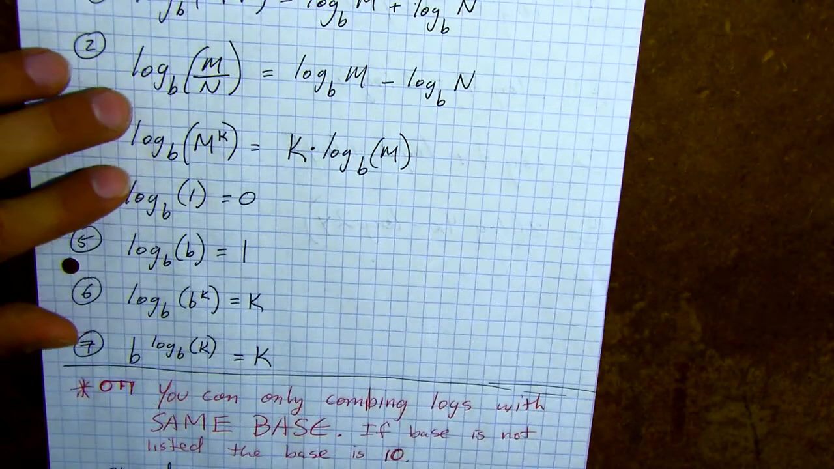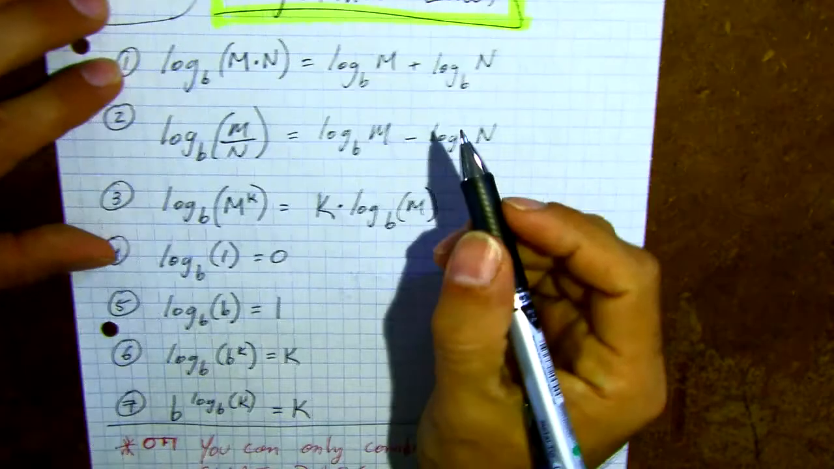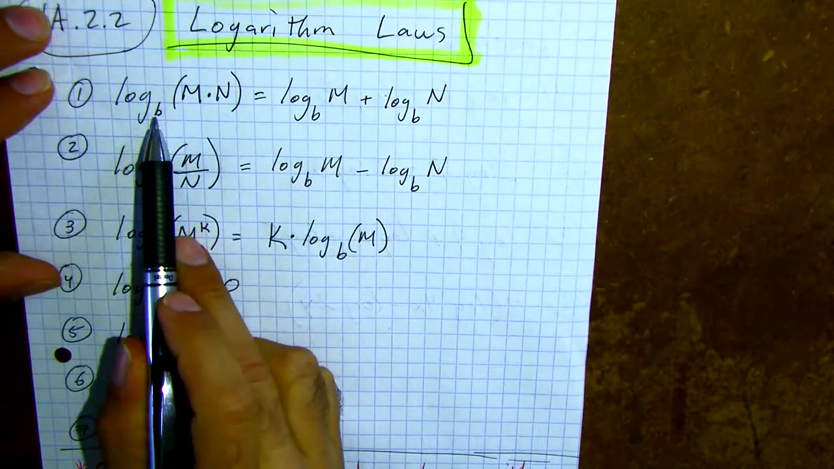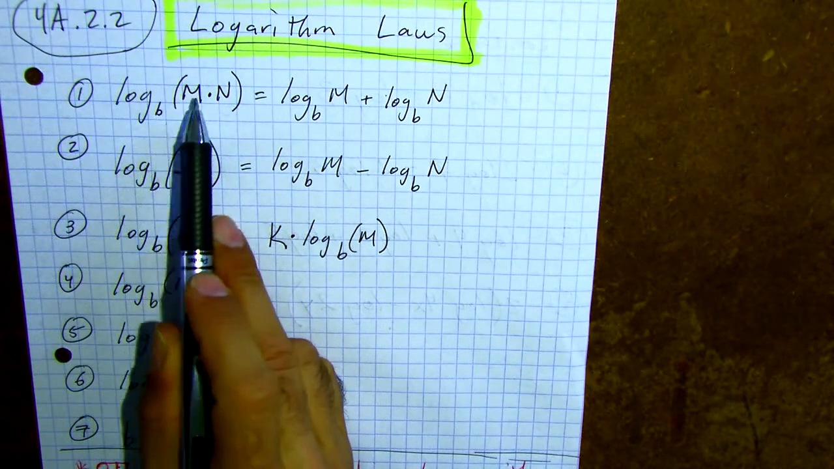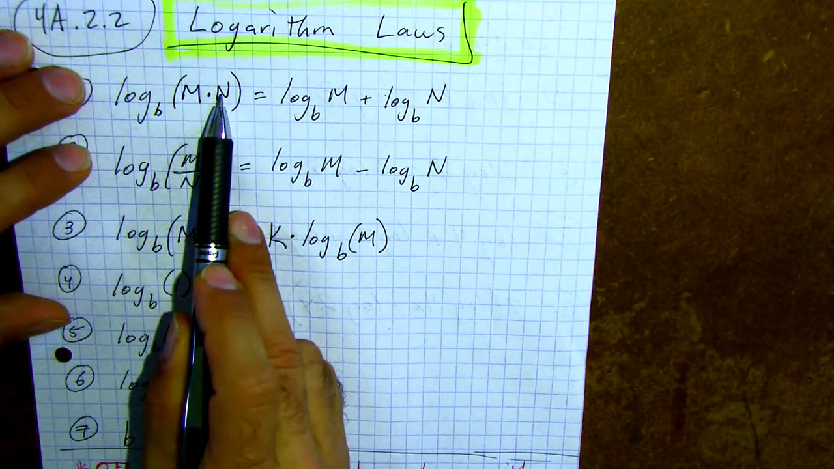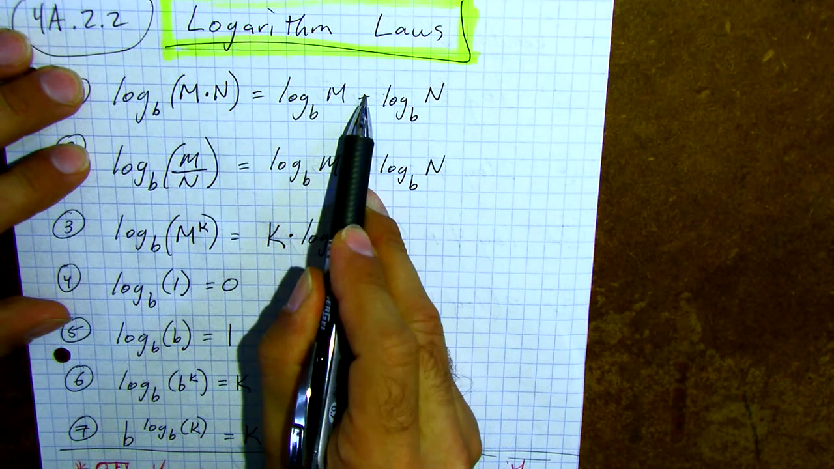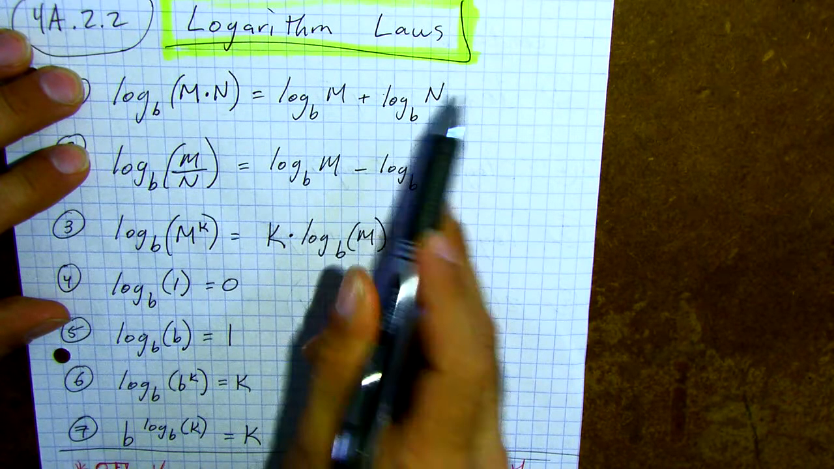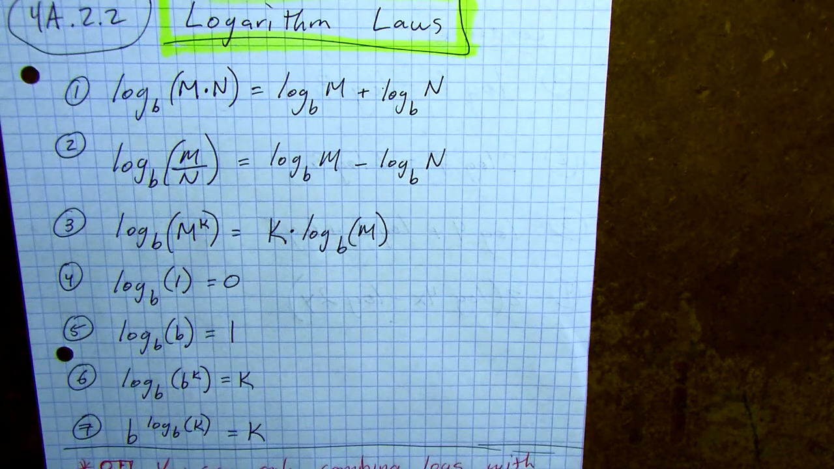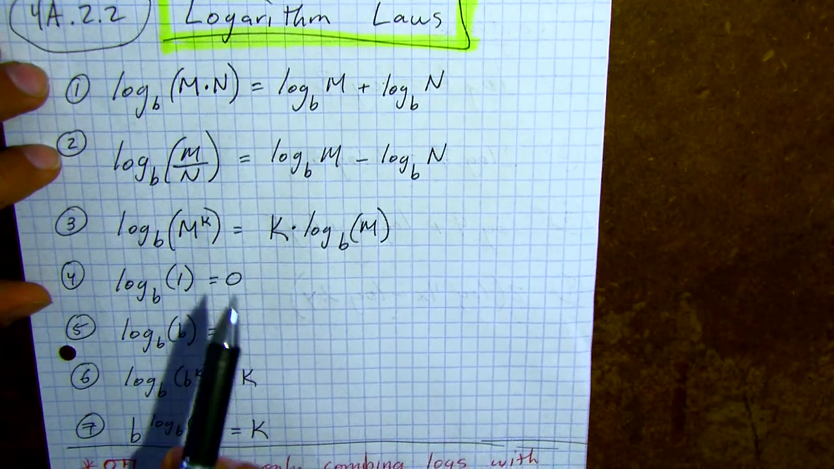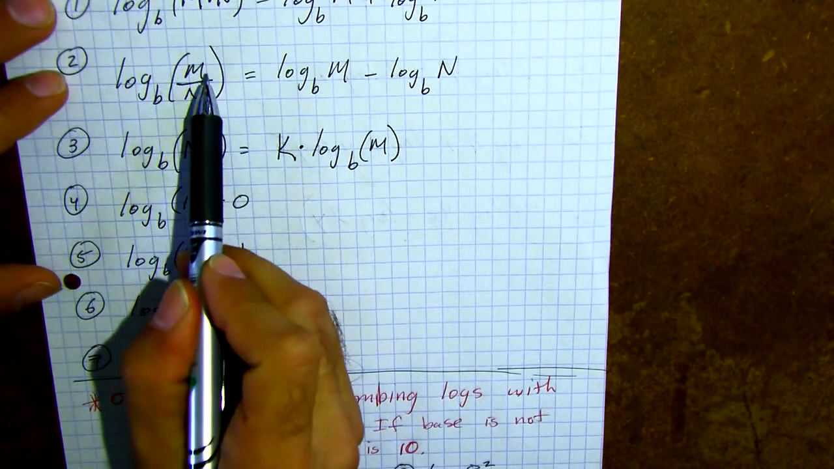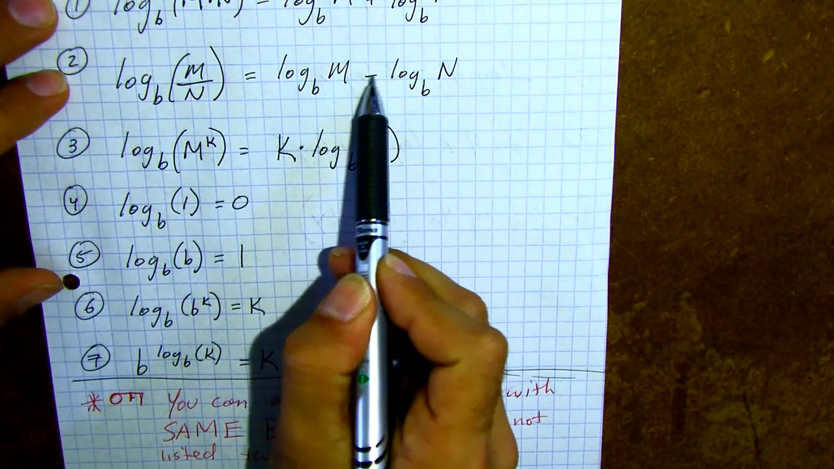As you can see here, when we go through these laws, we have log base b of m times n, and what we end up with is log base b of m plus log base b of n. You see how it's somewhat related. It's kind of like adding the exponents when you multiply two exponents together. And we go down the list. If we have division, we end up subtracting.